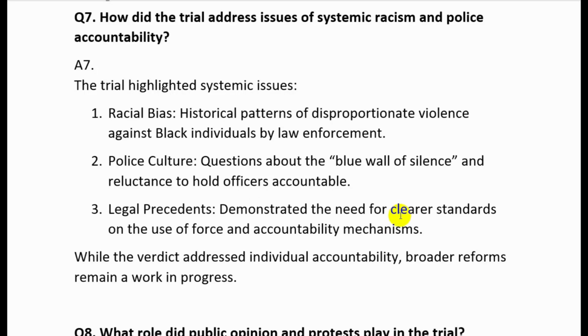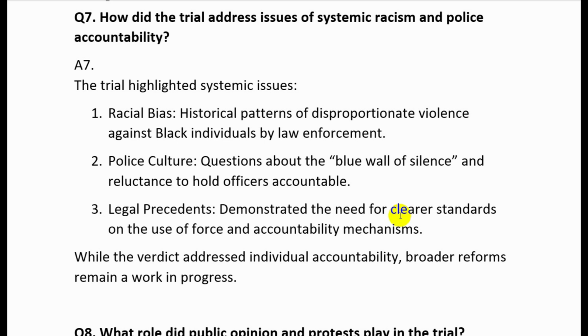How did the trial address issues of systemic racism and police accountability? The trial highlighted systemic issues, that is racial bias, police culture, and legal precedent. Historically, these patterns of disproportionate violence against Black individuals by law enforcement were clearly seen, that white police officers used to target Black citizens or Black individuals. Questions about the blue wall of silence and reluctance to hold officers accountable.